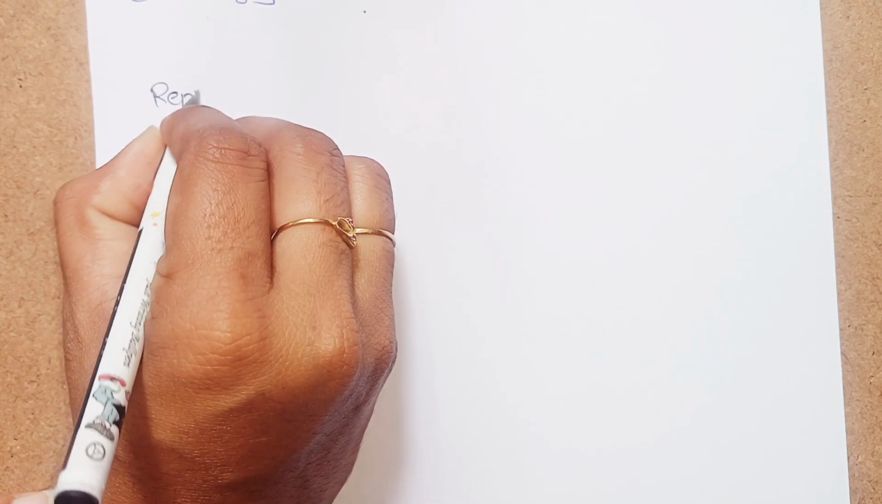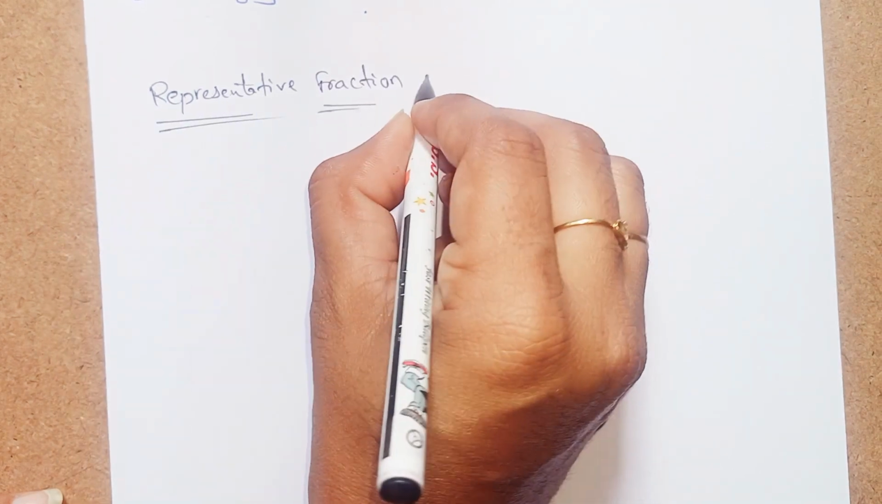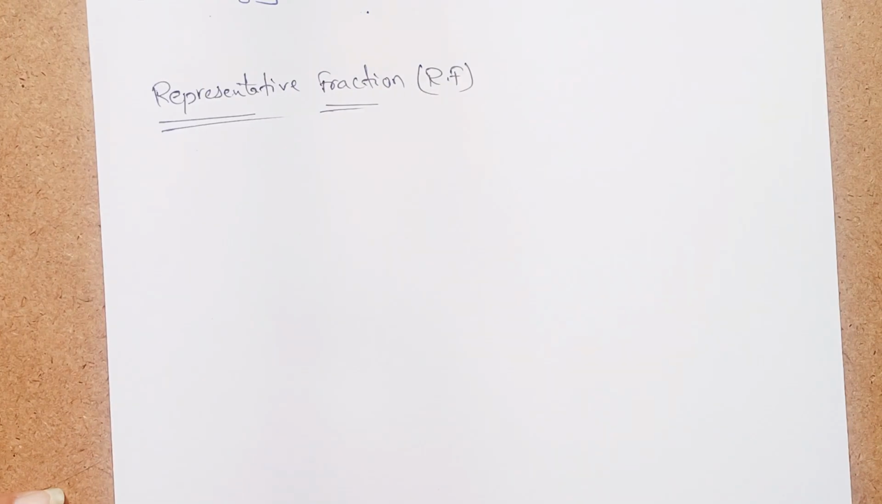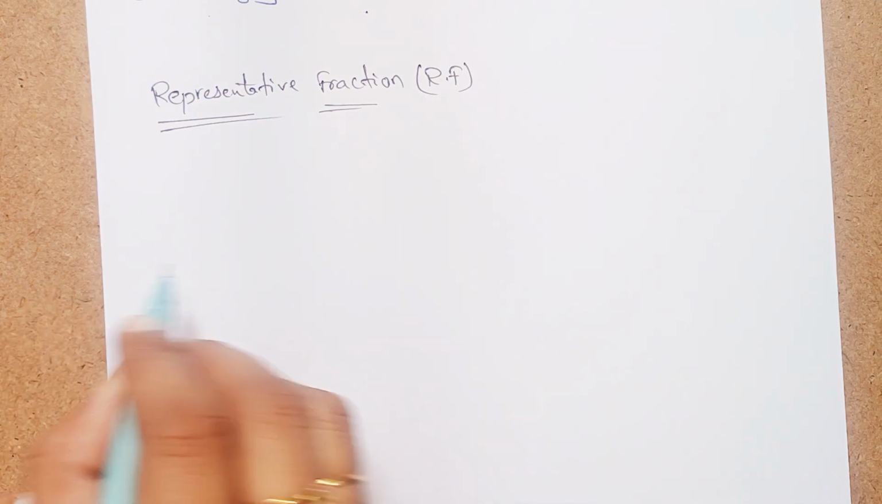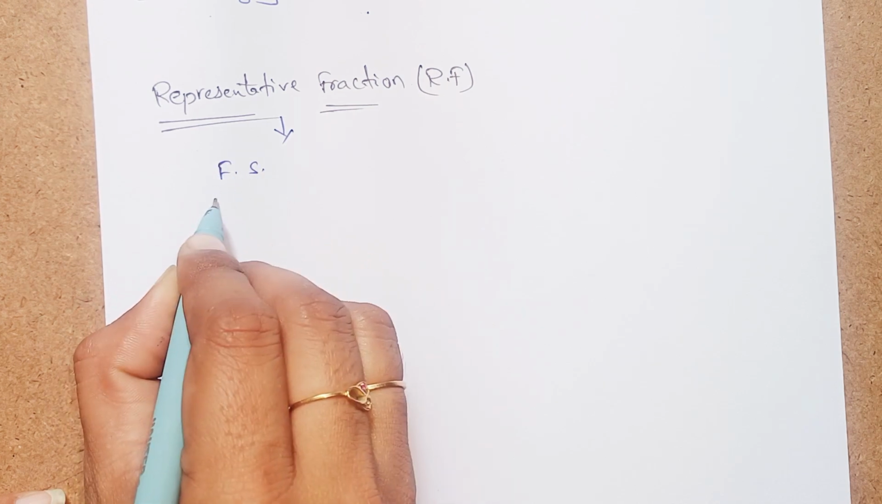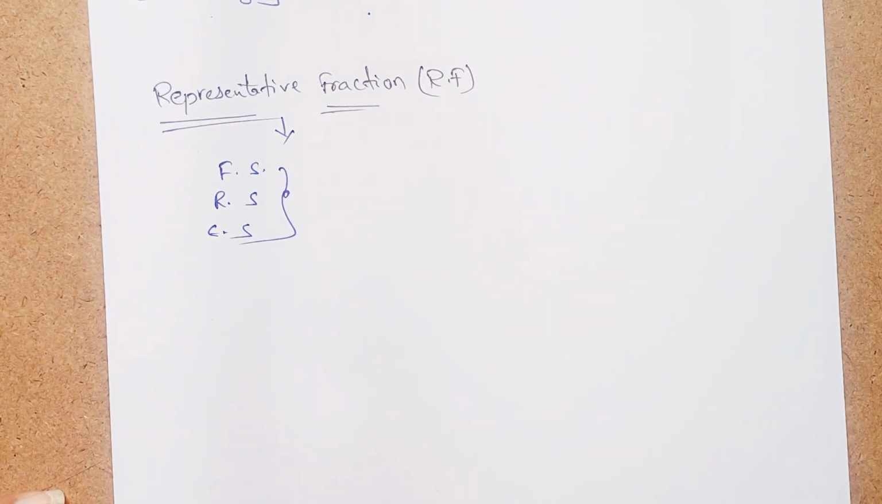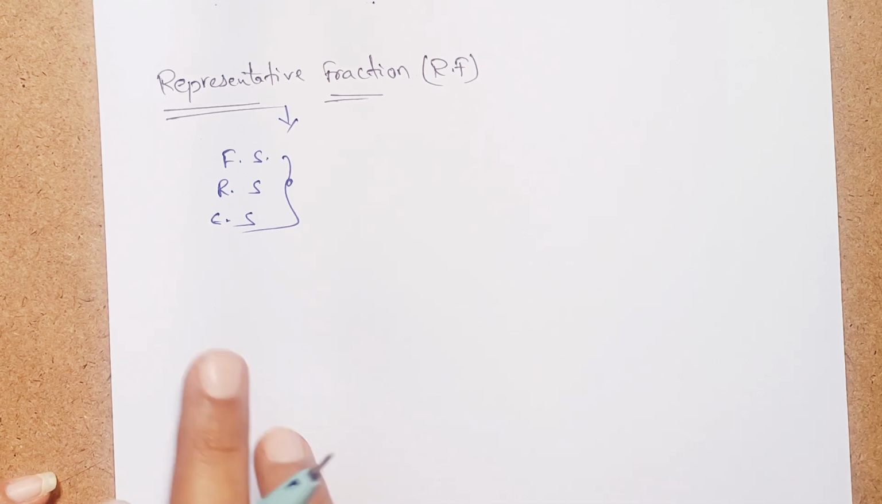But you have to represent some ratio. Without a ratio you cannot draw any diagram. That is the representative fraction, which in abbreviation we call RF. So RF is nothing but representative fraction or representative factor. RF is used to identify the type of scale: full size scale, reducing scale, or enlarging scale. It represents a ratio of the length of the drawing to the length of the object.